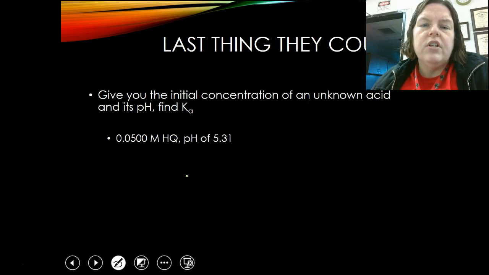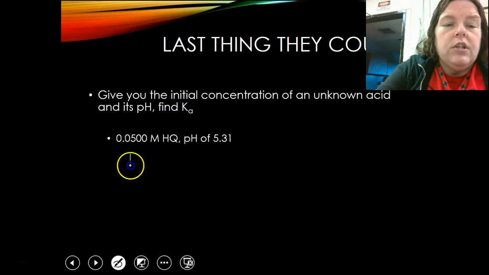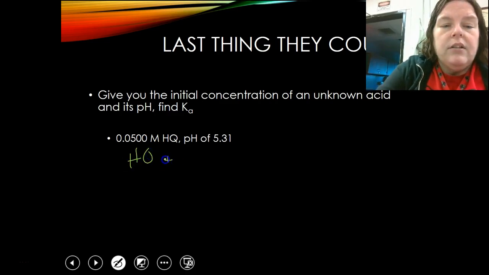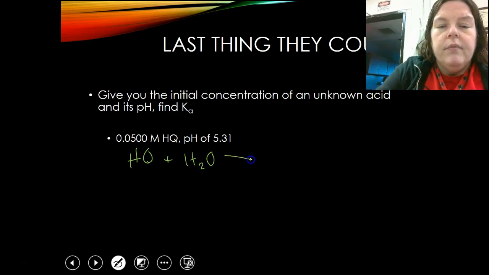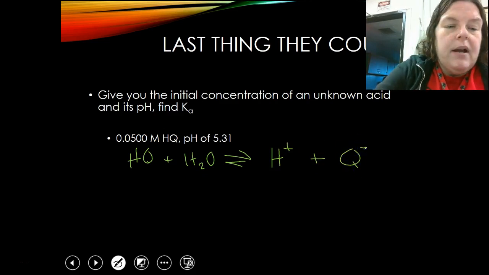So, given the initial concentration of an unknown acid, find its pH and pKa. So here we go. We have this acid HQ. We don't know what HQ is, but we know that HQ, when added to water, forms H plus and Q minus, right? We know that happens, so we set up an ICE table.